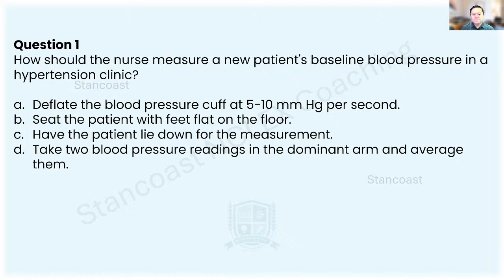All right. So, what would be your action here? Are you going to deflate the blood pressure cuff at 5 to 10 millimeters of mercury per second when you're checking the blood pressure? Or are you going to seat the patient with feet flat on the floor? Or are you going to have the patient lie down for the measurement? Or are you going to take 2 blood pressure readings in the dominant arm and average them?